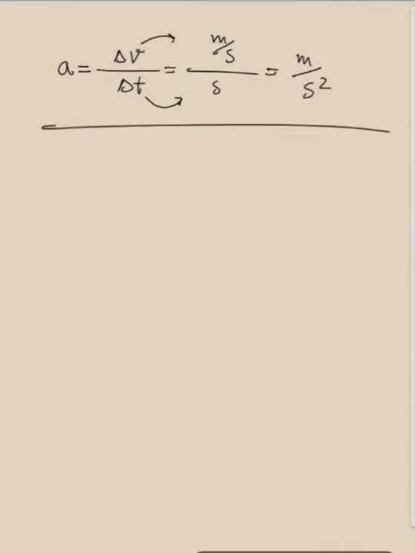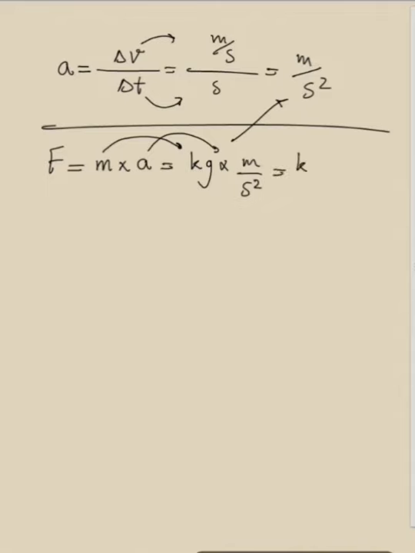What about the unit of force? We know that force is equal to mass times acceleration, a. And we know that the unit of mass is kilogram, and the unit of acceleration, as we calculated here, is meter per second squared. So the unit of force is kilogram times meter over second squared.